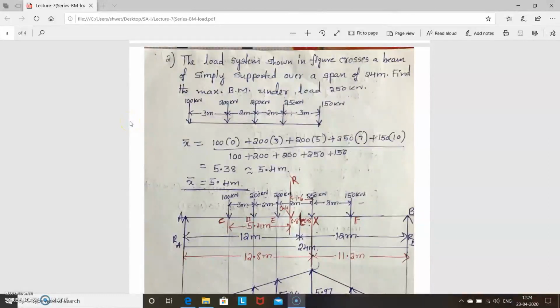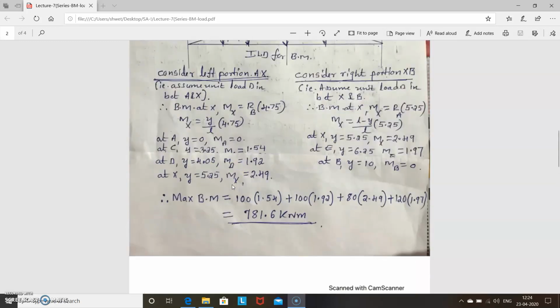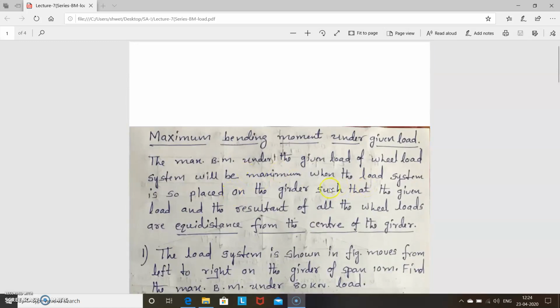Hello students, last class I explained how to find the maximum bending moment under the given load. First, you found x bar, because the maximum bending moment occurs in such a way that the given load and the resultant of all the wheel loads are equidistant from the center of the girder. Always remember this.